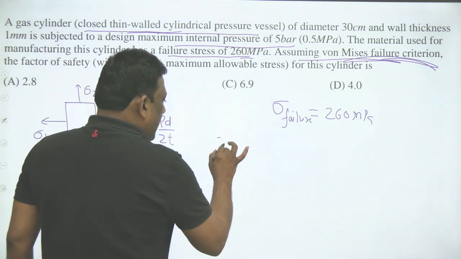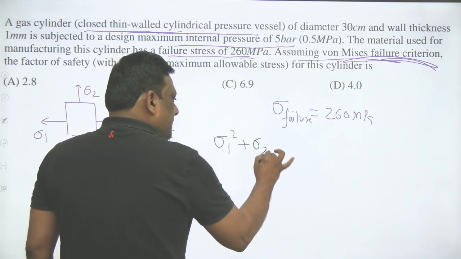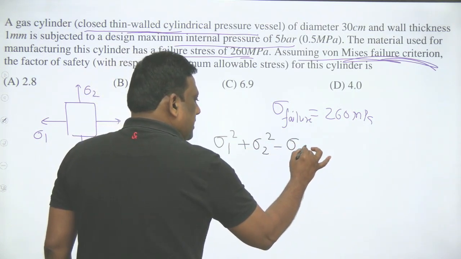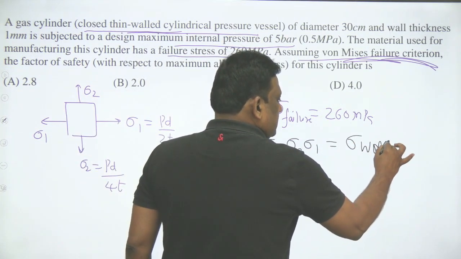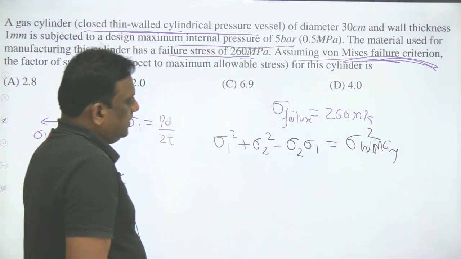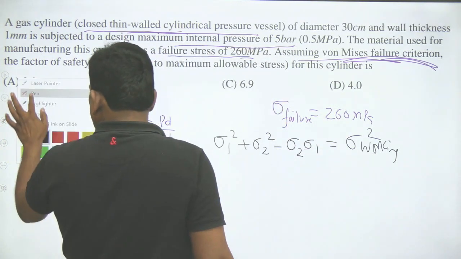Let's try to do it. As per von Mises theory, the working stress is given by sigma 1 square plus sigma 2 square minus sigma 1 sigma 2. This is my working stress. This is actually under root, I have to take. One second please. Sorry, no, one second.